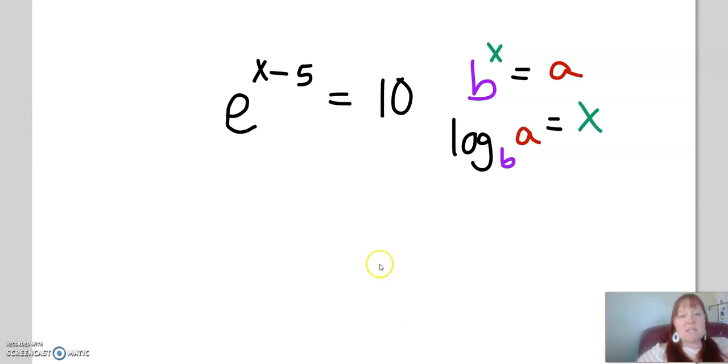And so do you see how the exponent right now is stuck up here? But if I switch it into log form, the exponent comes outside of something, and now it's actually going to be really easy to solve for. So let's switch this around.